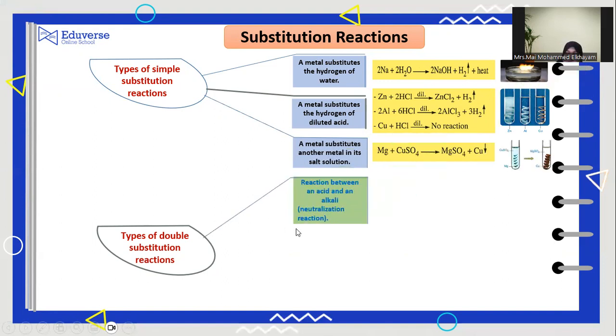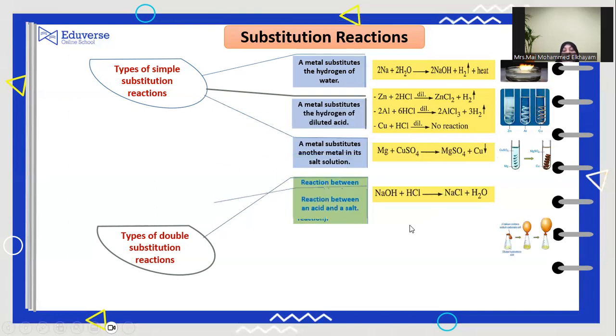Types of double substitution reactions: reaction between an acid and an alkali, which is called neutralization reaction. This name is very important. Neutralization reaction includes the reaction between an acid and alkali to give salt and water. The example for this is sodium hydroxide, which is the alkali, and the hydrochloric acid. Sodium will take the chloride, while H will take the OH to form water.